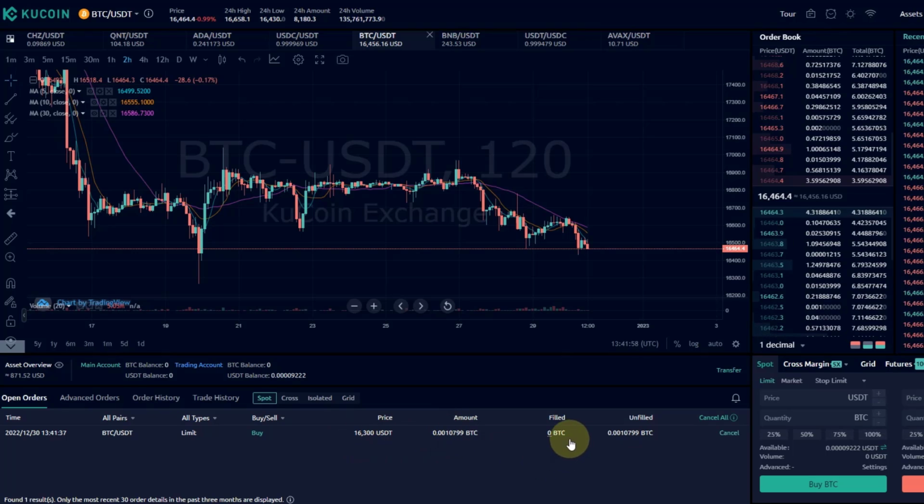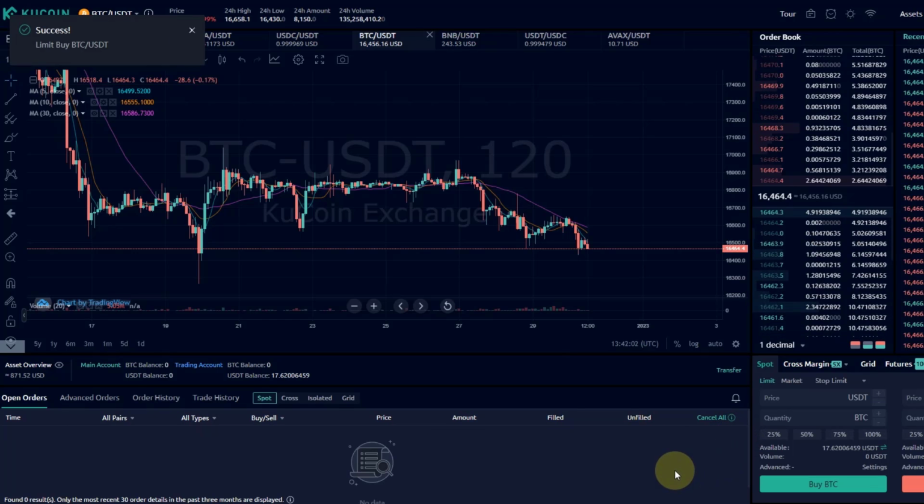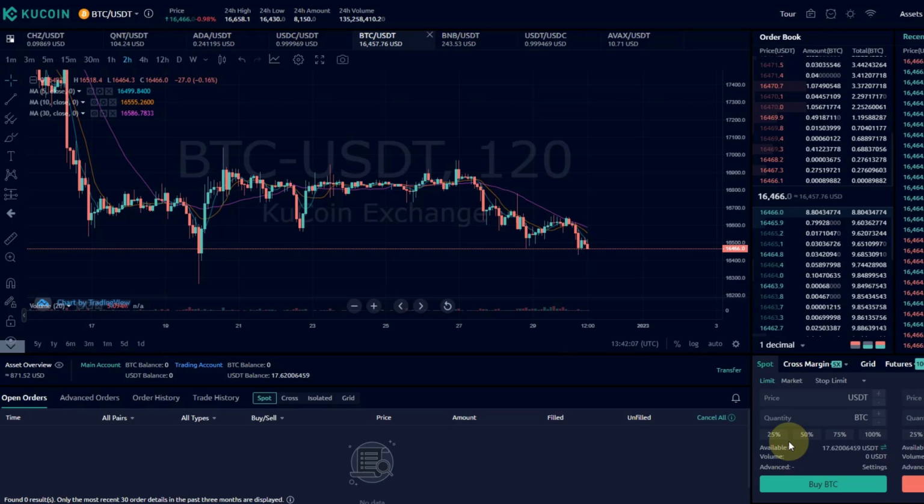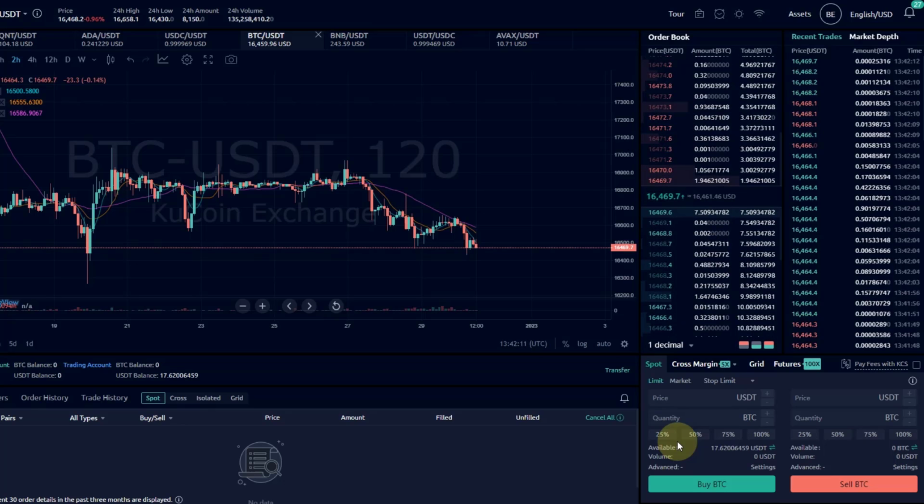The amount I get: nothing is filled. This is unfilled. I can just cancel it again, which I'm going to do. And this is how you buy BTC with USDT on Kucoin. How to sell? Very easy as well. It's just the same way, just the other way around.